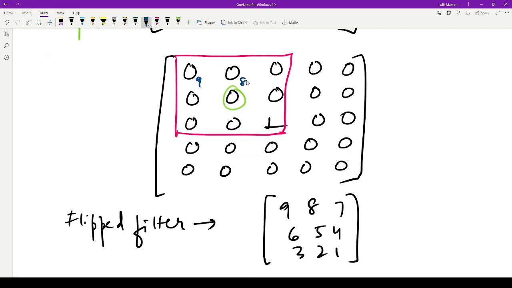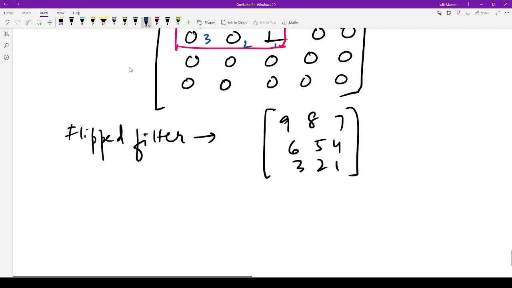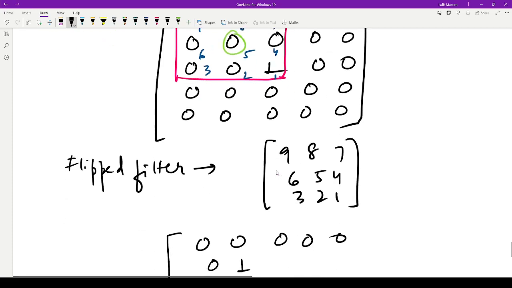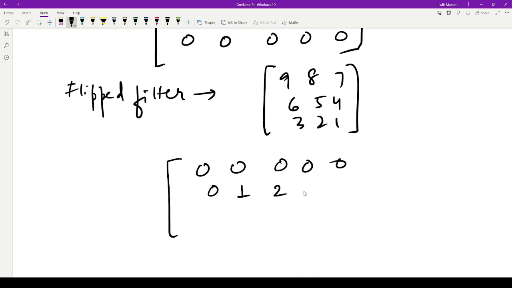Once you have the flipped filter, it's pretty straightforward. You can just place the numbers 9, 8, 7, 6, 5, 4, 3, 2, 1. Now you see 1 is getting multiplied with 1, and your output will look like 1. It will come 1 here, right? Again, if you shift it here, 2 will come here, which will make it 2. And then 3, 0, 4, 5, 6, 7, 8, 9.